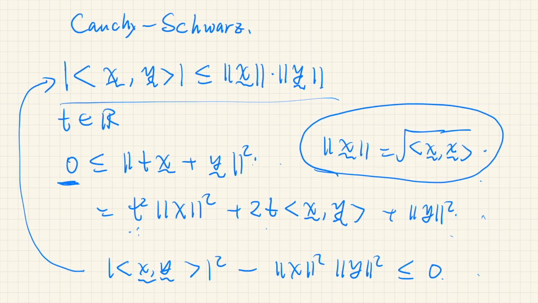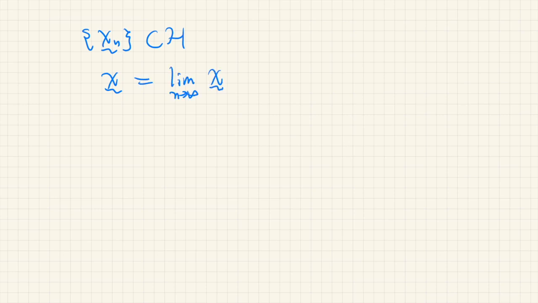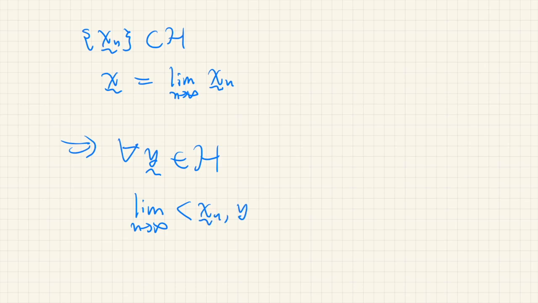Based on the Cauchy-Schwarz inequality, we can prove the continuity of the inner product. By the continuity of the inner product, we mean the following. Suppose we have a sequence of vectors xn in the Hilbert space, and that converges to x. Then, for any vector y in the Hilbert space, the limit of the inner product between xn and y converges to the inner product between x and y. So this is what we mean by the continuity of the inner product.